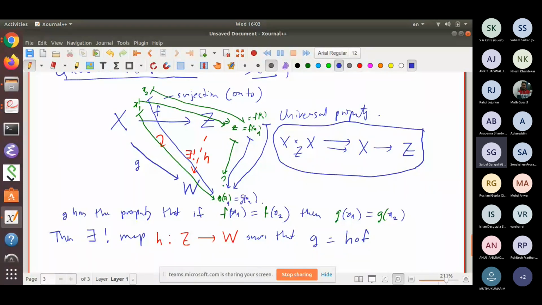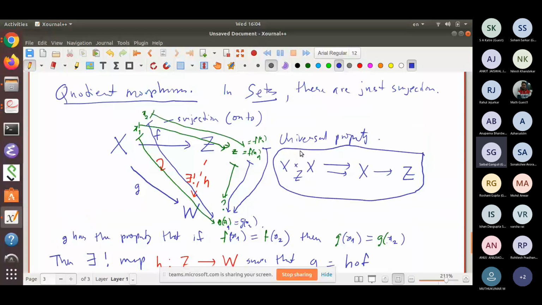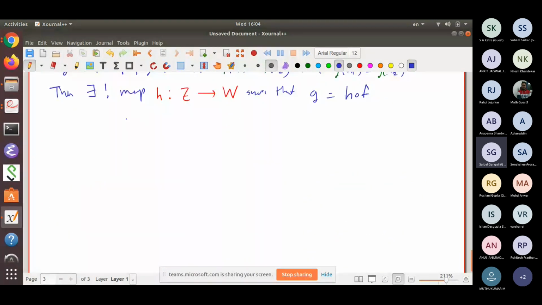So I have shown the universal property holds for a surjective map. Any questions at this point? Are you guys with me so far? Because I'm going to change my category now. Who was asking something? Anybody asking? Okay. So let's now shift to the category of groups.